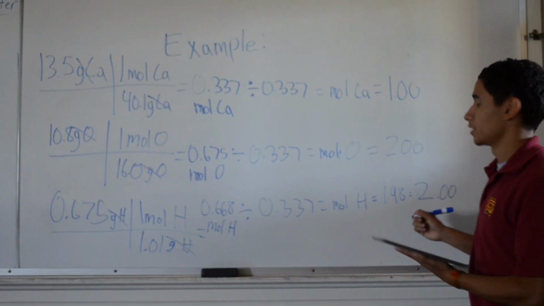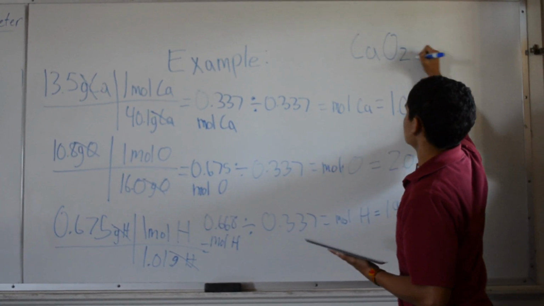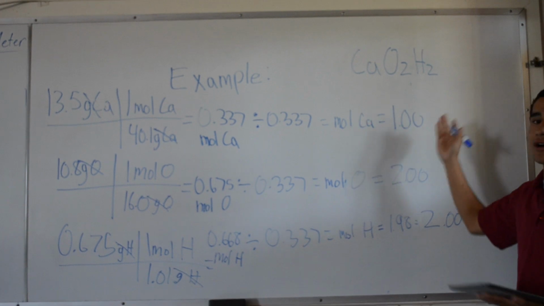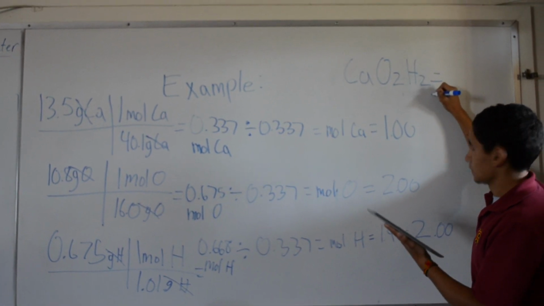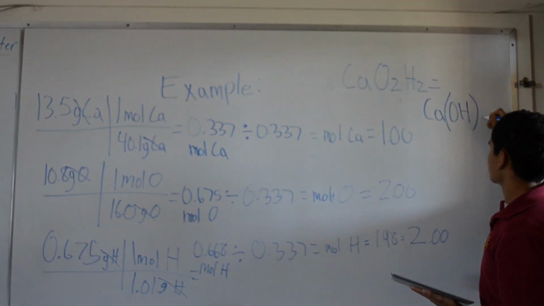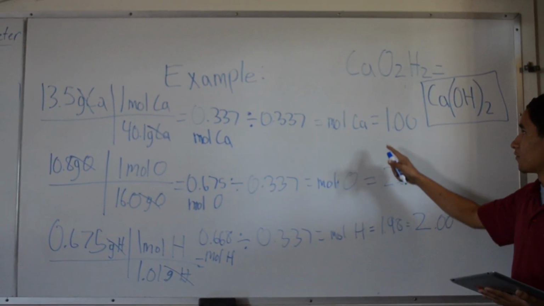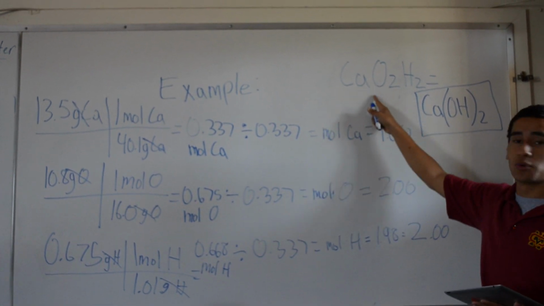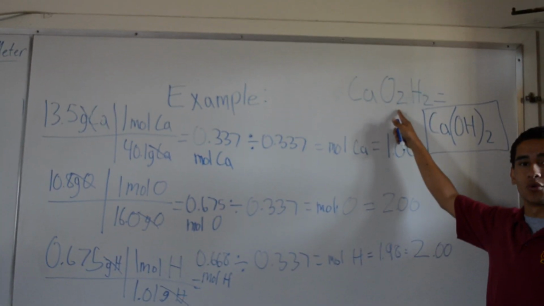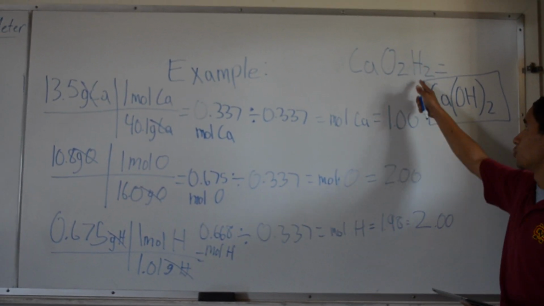So the final answer is going to be CaO2H2. But since we can simplify that, the real answer is going to be Ca(OH)2. The Ca we got from right here, Ca is 1, so you only need to put 1, but we don't really need to put the 1. The mole O is 2, so we have to put the 2 right there. The H is 1.98, which we just rounded to 2, and we have to put the 2 right there.